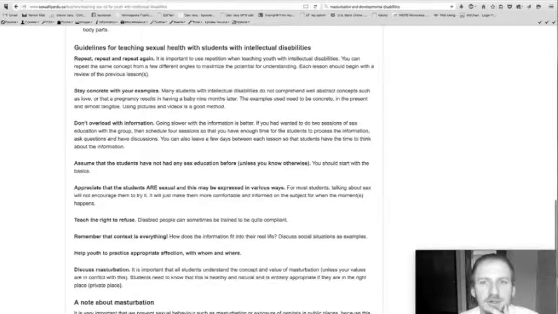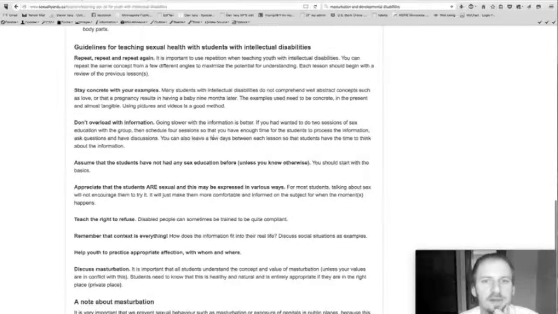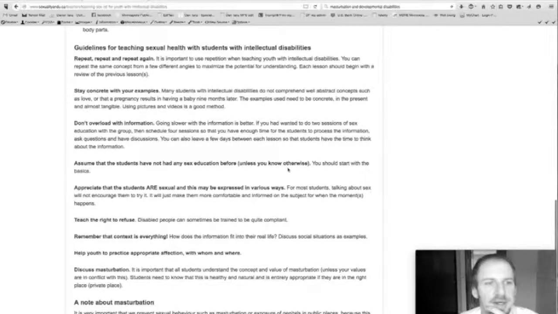If you wanted to do 2 sessions of sex ed with a group, then schedule 4 sessions so that you have enough time for the students to process the information. Assume that the students have not had any sex education before unless you know otherwise. Start with the basics. Appreciate that the students are sexual and this may be expressed in various ways. For most students, talking about sex will not encourage them to try it. It will just make them more comfortable and informed on the subject for when the moment happens.